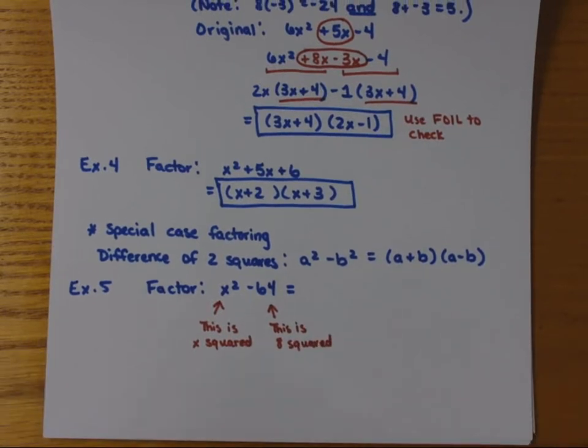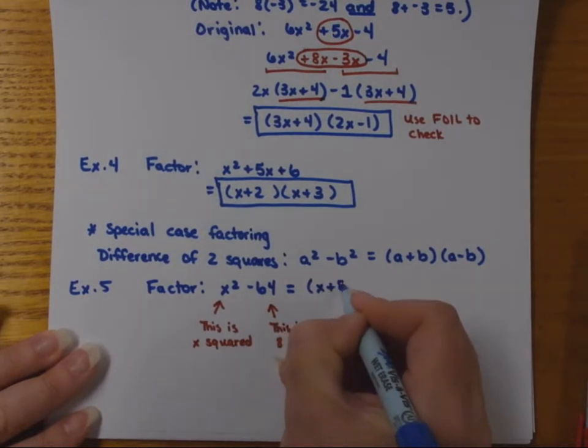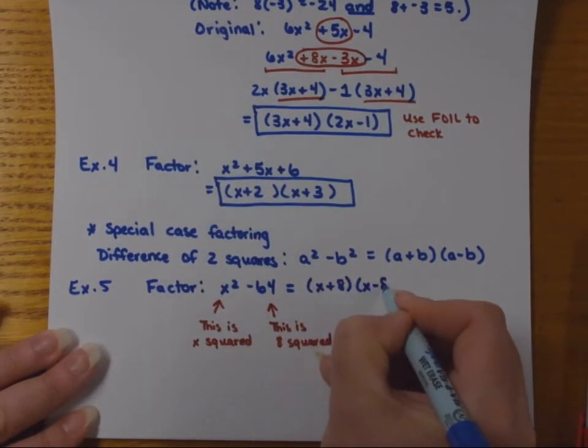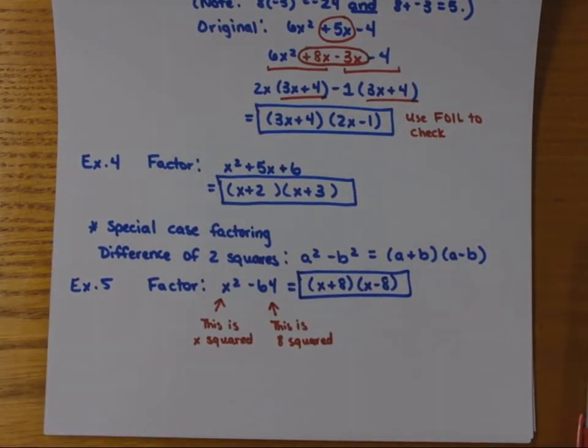So the factorization of that is simply the square root of the first plus the square root of the second, and then the square root of the first minus the square root of the second. And just so you know, you can check these with FOIL too. If you FOIL this out, your middle two terms are going to cancel out. You're going to get negative 8x plus 8x.